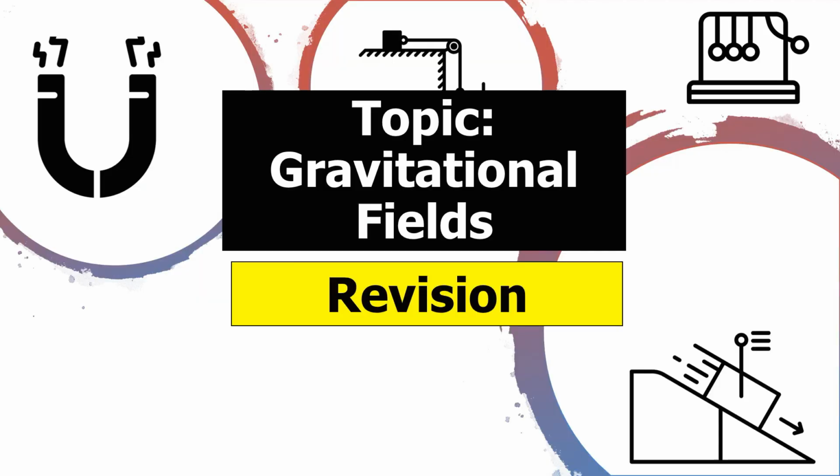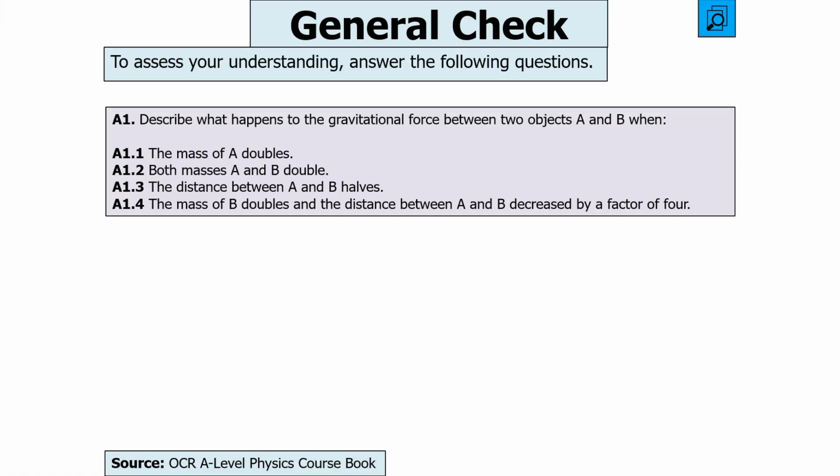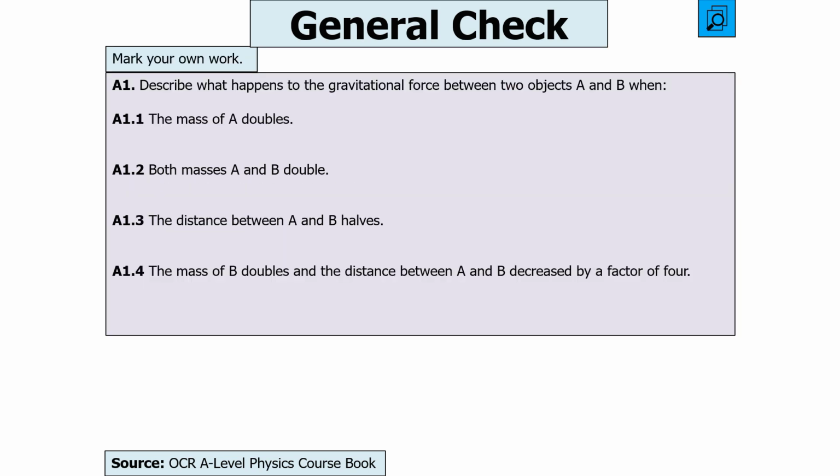So let's now start having a look at the gravitational fields topic. So the first question says, describe what happens to the gravitational force between two objects A and B when the mass of A doubles, then the mass of both A and B double, then the distance between A and B halves, and then finally the mass of B doubles and the distance between A and B decreases by a factor of 4. So pause the video now, then unpause the video when you want to go through your answer.